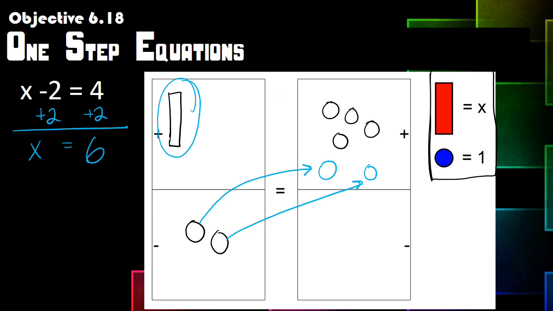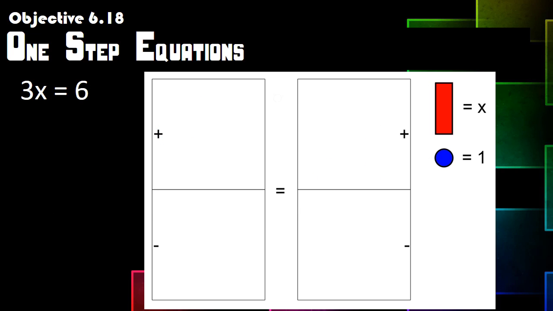And then what we do after we move them, so these guys are now gone, we moved them over here to the right side of the equation, and then we count out the total number of circles that we have. 1, 2, 3, 4, 5, and 6. So after we go ahead and show our little model here, we're given x is equal to 6.